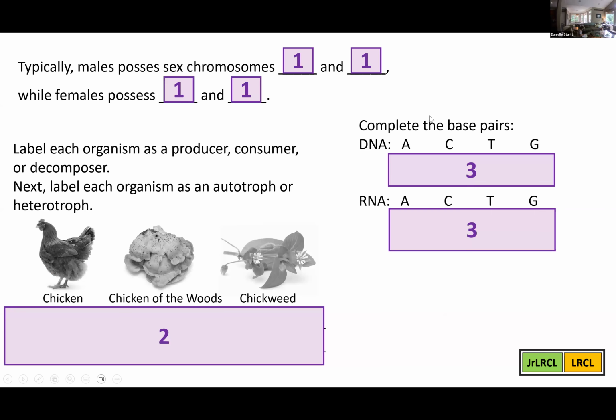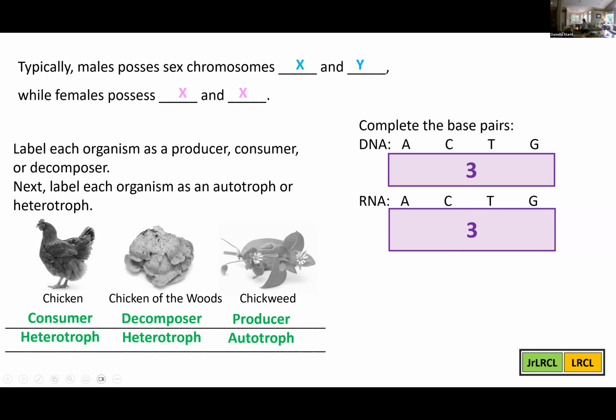Okay, what chromosomes do males typically possess? What do males have? XY, and what do females have? XX, right. All right, look in here. If you were to label these as producer, consumer, decomposer, you're going to have a producer, a consumer, and a heterotroph, right? This one is going to be a decomposer and a heterotroph, and this one's going to be a producer and an autotroph, right?